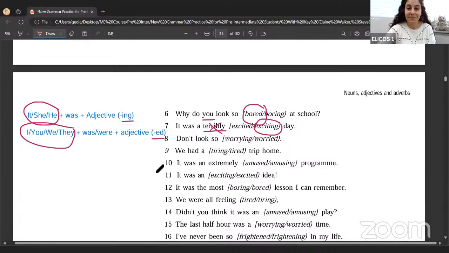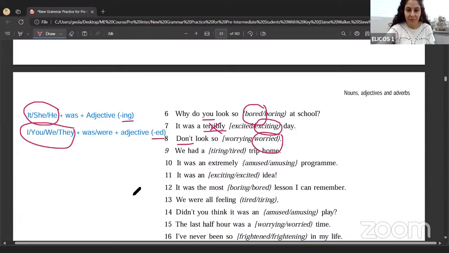Number 8. Don't look so worried. Now we can't see a subject, but when you say "don't," it means you're talking to someone, giving them an order. Do not. So we're talking about you. Don't look so worried. So we've got the -ed. Number 9.